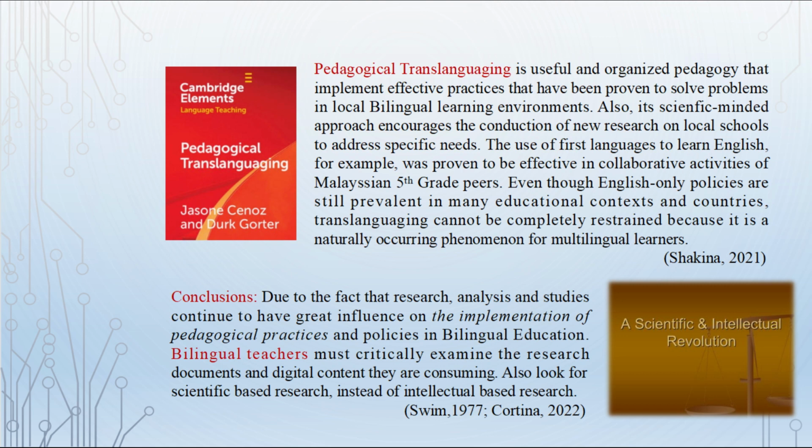According to Swim 1977 and Cortina 2022, scientific-minded individuals are those who are more optimistic in doing research and finding practical solutions to problems that are based in local context to help people and address the needs that they are identifying. The intellectual-minded individuals who are also conducting research have the tendency to be more pessimistic, or they tend to demonize the revolutions or reformations of other individuals that could have improved situations if it wasn't for their comments. And so bilingual teachers need to have a more scientific-minded approach than an intellectual-minded approach.